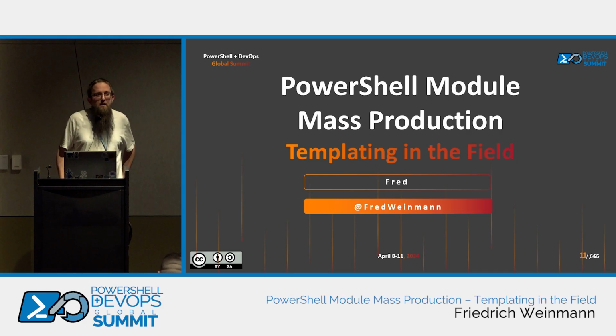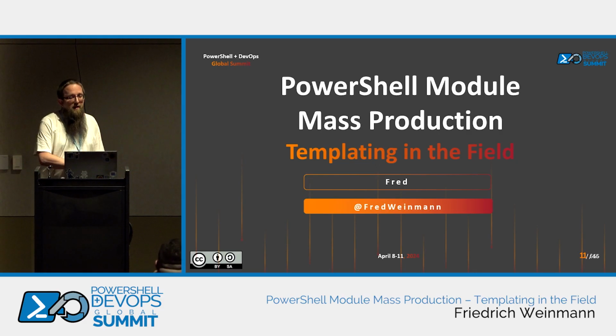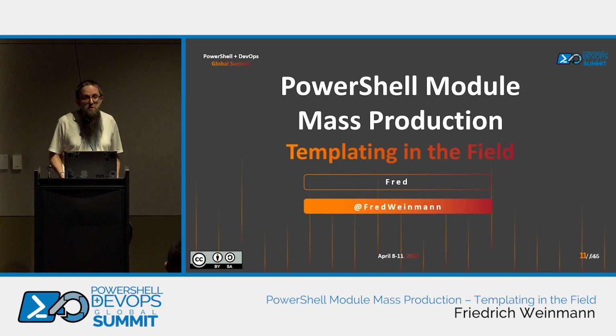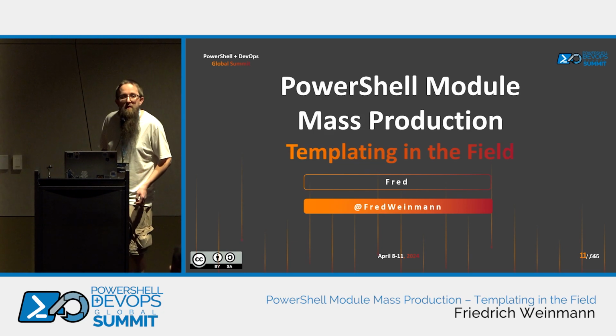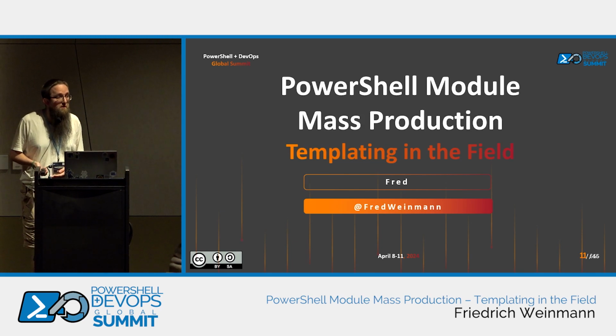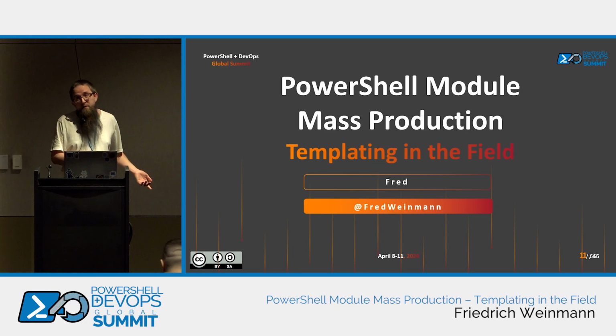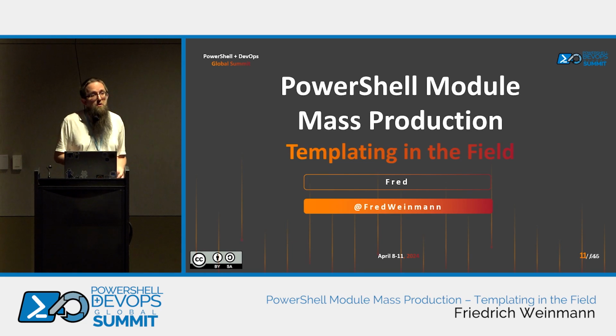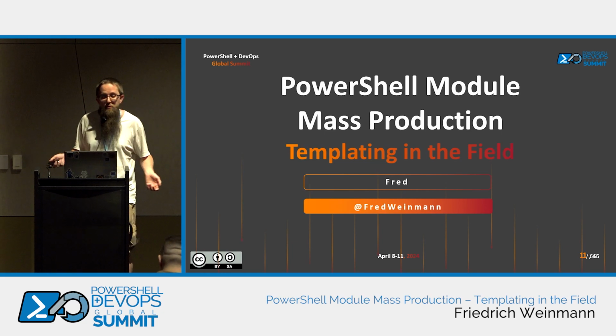All right, everybody. Thank you for joining today to PowerShell module mass production, templating in the field. We'll be looking now at, well, templating in general. What do we want to consider? When do we go our own way? When do we use other solutions? And what do we want to look for in our modules to mass produce them?